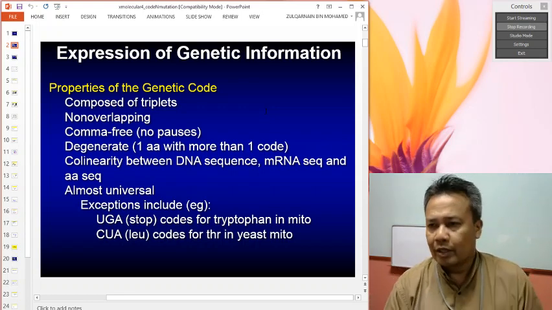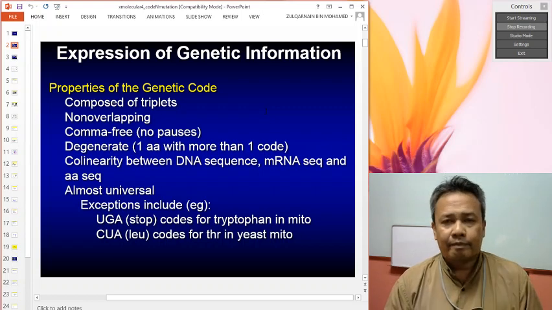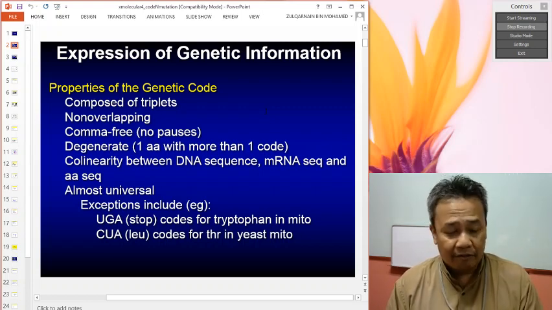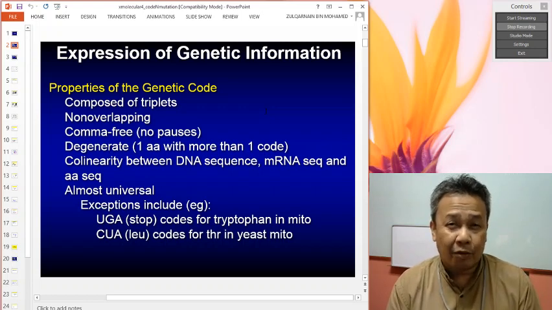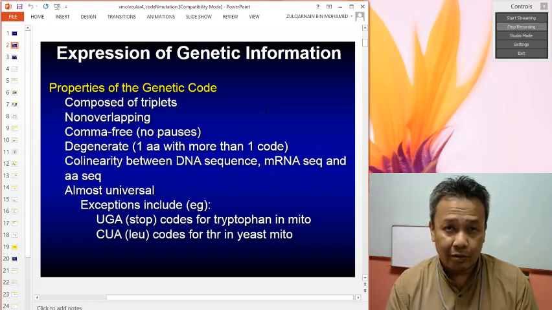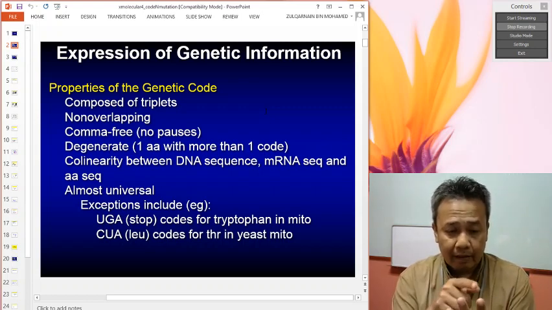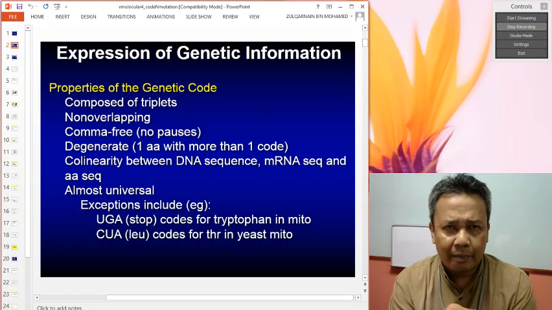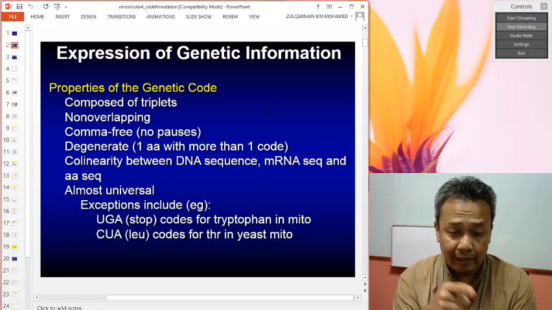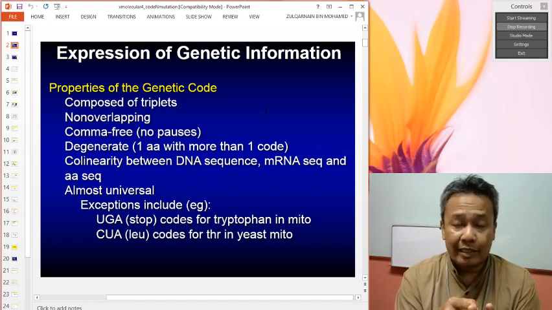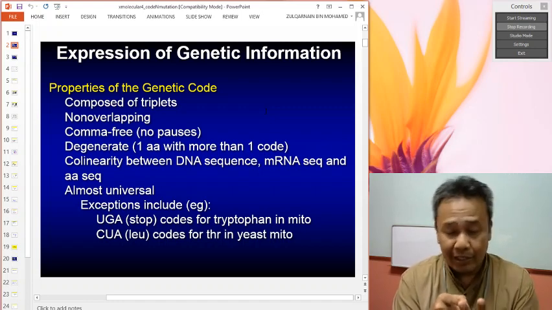There's no pauses. It's degenerate. What is degenerate? We'll see later. But basically, it means that if you have four bases, you can make 64 triplet codes, right? Each letter in a triplet, right? 1 2 3. Each position can be filled by four bases, correct? The first one could be an A or a T or a C or a G. The second one can either be an A or a T or a C or a G.